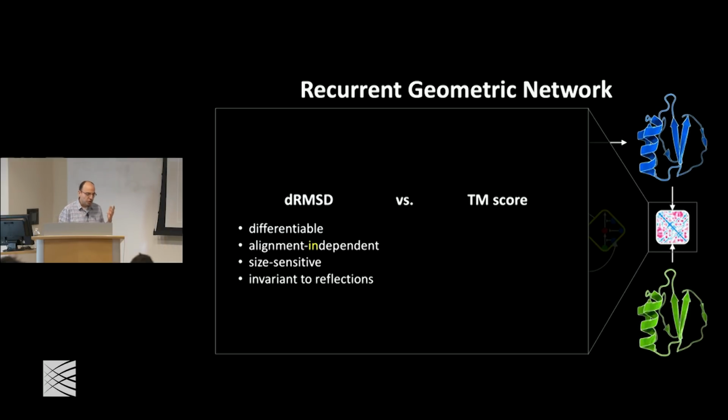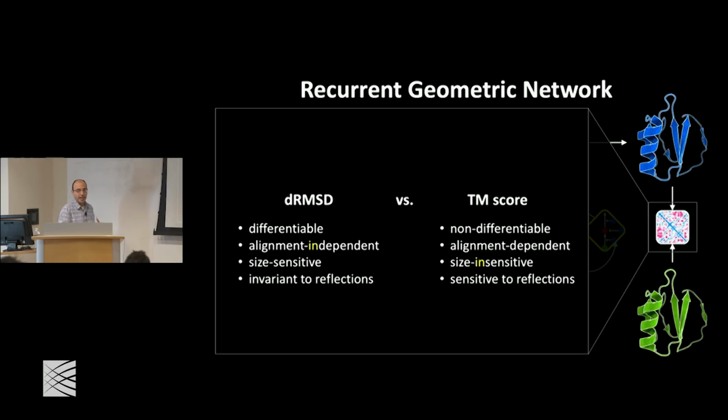There is an alternative score, which is widely used as well, called TM score. At least in the original formulation, it's not differentiable. But the bigger issue is that it's alignment dependent, so it does force an alignment, which to me is a drawback. On the other hand, it has better properties in terms of being size insensitive, and it is chiral, which is good. So I use this as a way to assess the model, but I don't use this as a training signal.